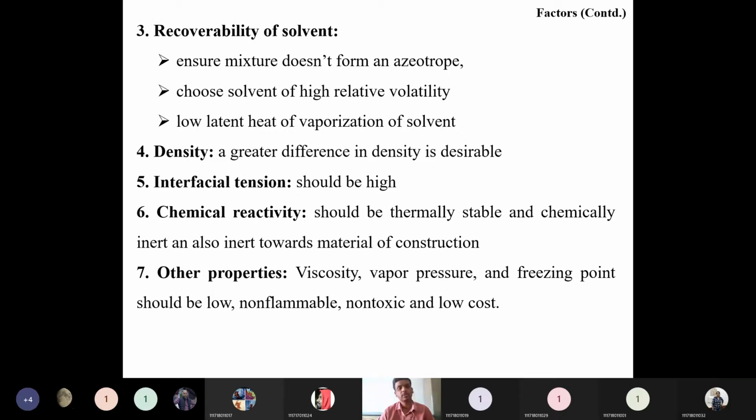Then chemical reactivity, so it should not be reactive in nature, and at the same time thermally it should be stable, and it should be inert. It should be inert not only with the other solute or solvent, but also with the construction material. And other properties like viscosity needs to be low, vapor pressure needs to be low, and freezing point needs to be low. Then it should be non-flammable, non-toxic, and obviously available at low cost. These are the factors which we have seen earlier.